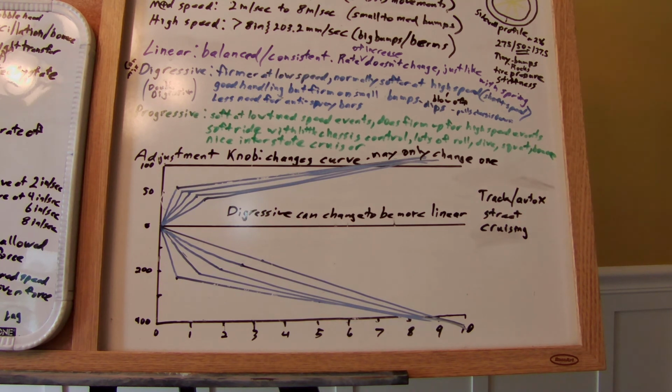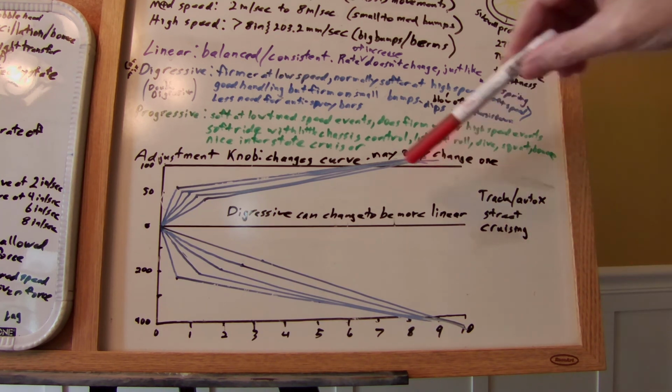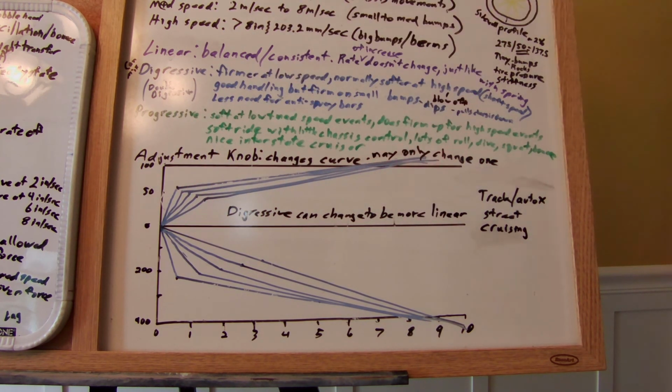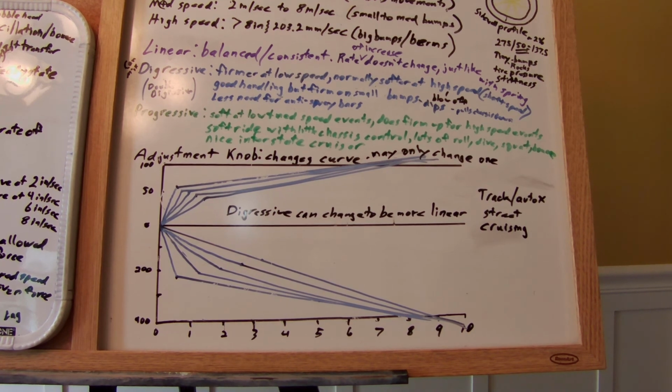if you're wanting some street performance, but you're still wanting it to handle like a sports car, but you don't want it too bumpy. You can back it off some, and you can back it way off for cruising, depending on the damper and the curves that it provides. That's the beauty of it.